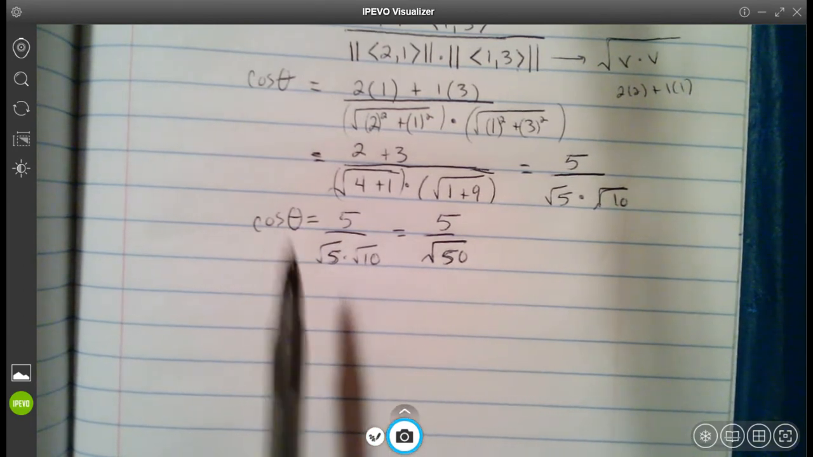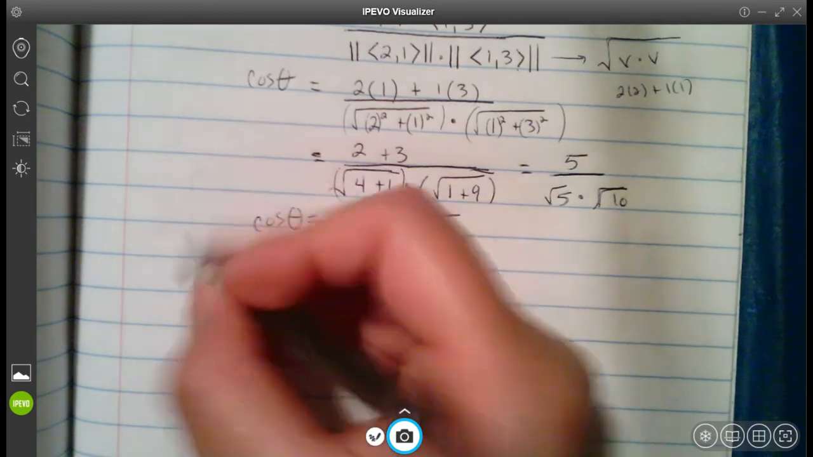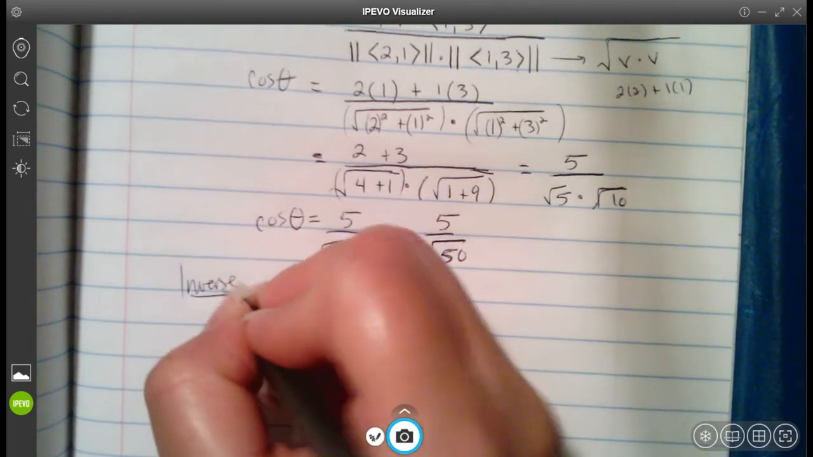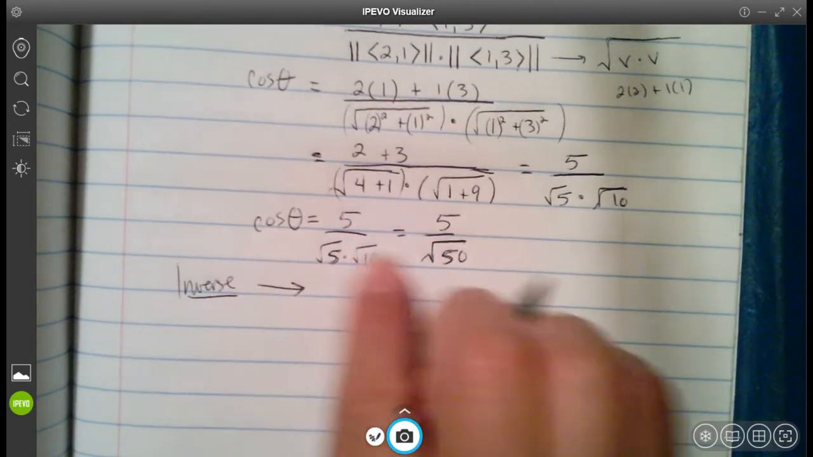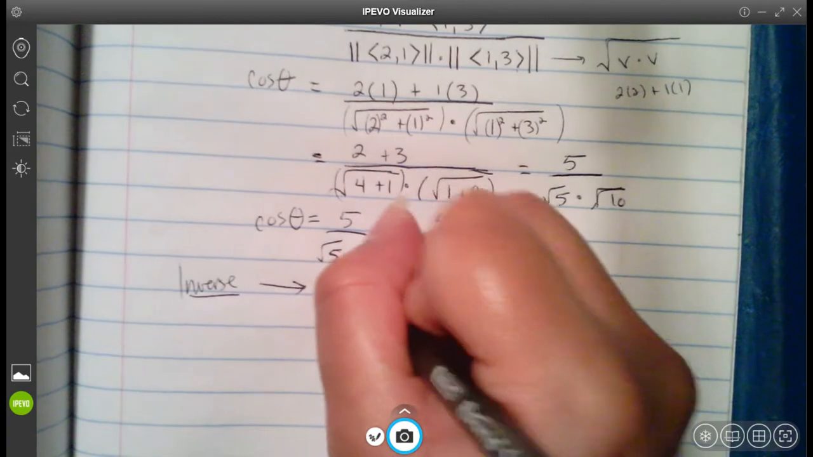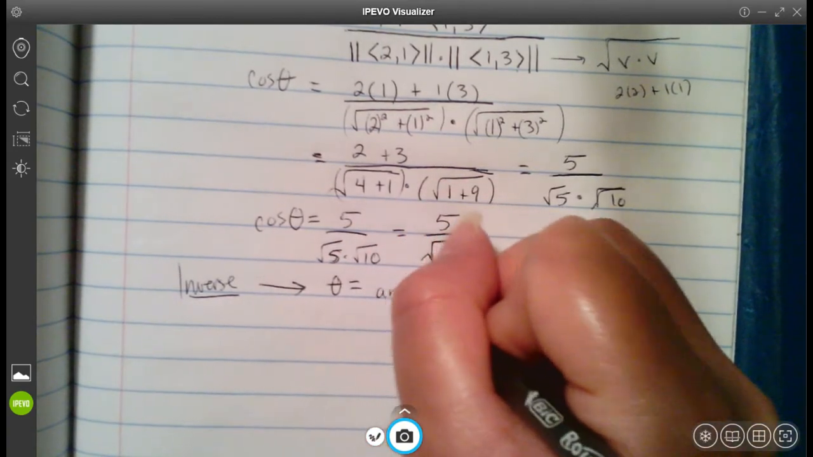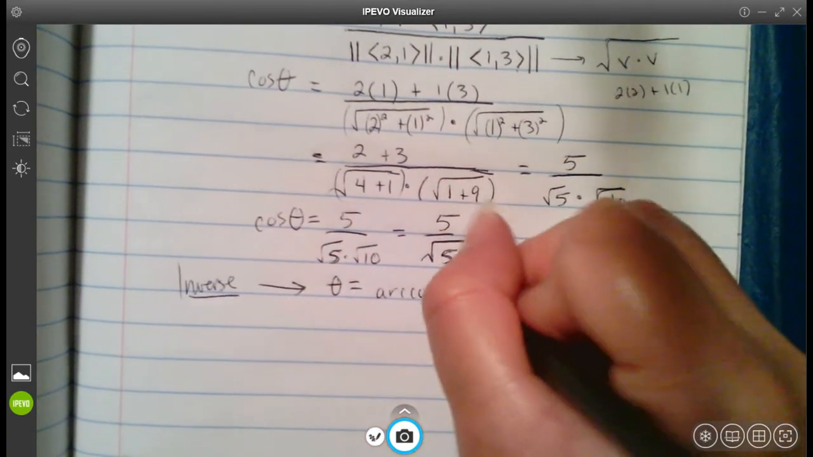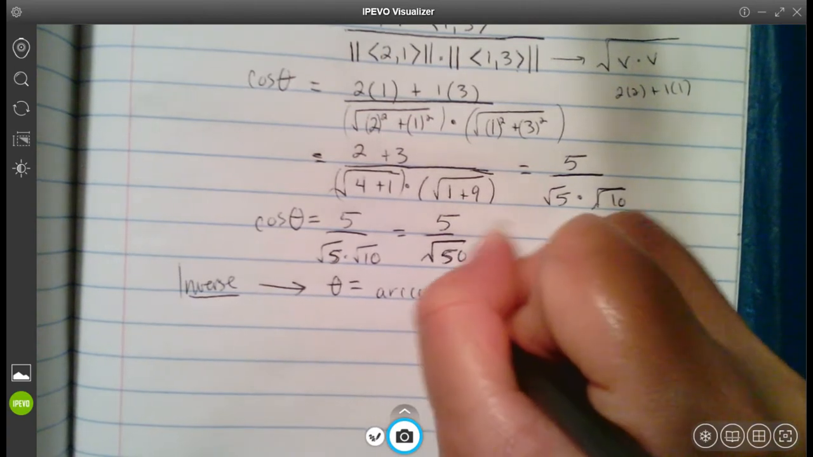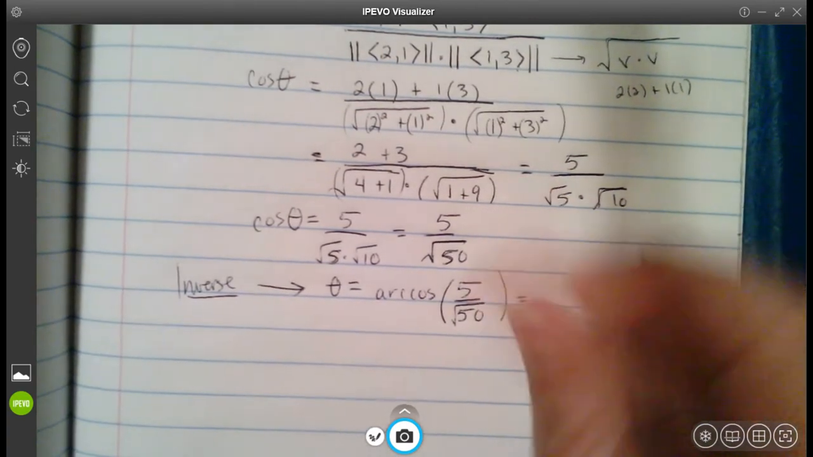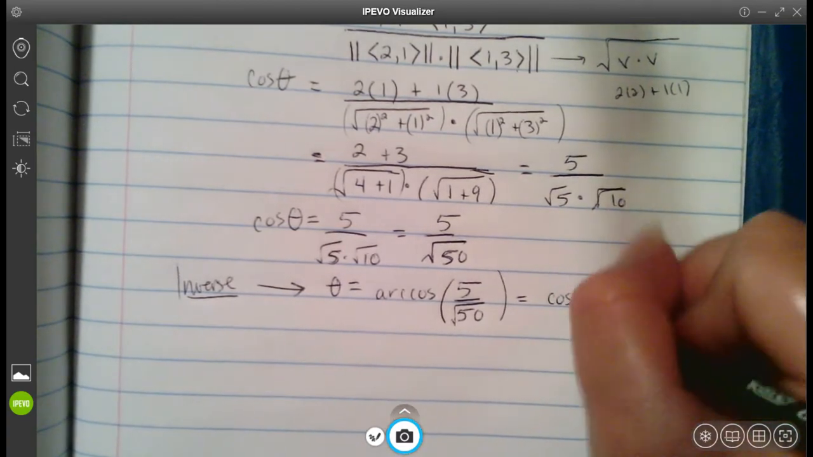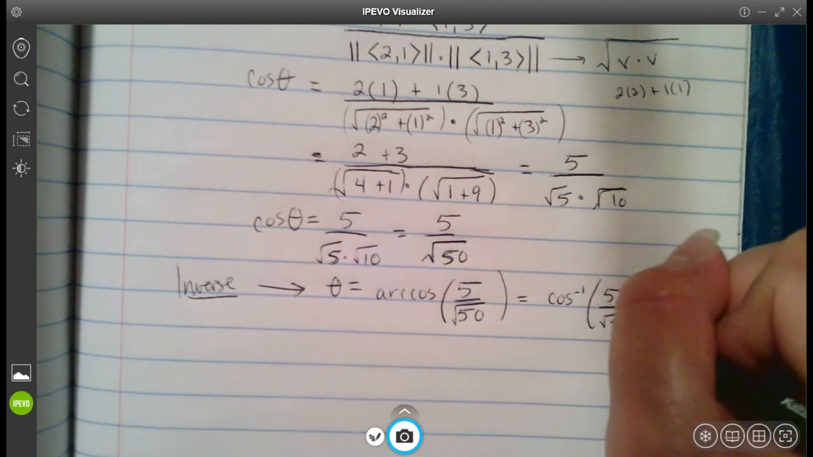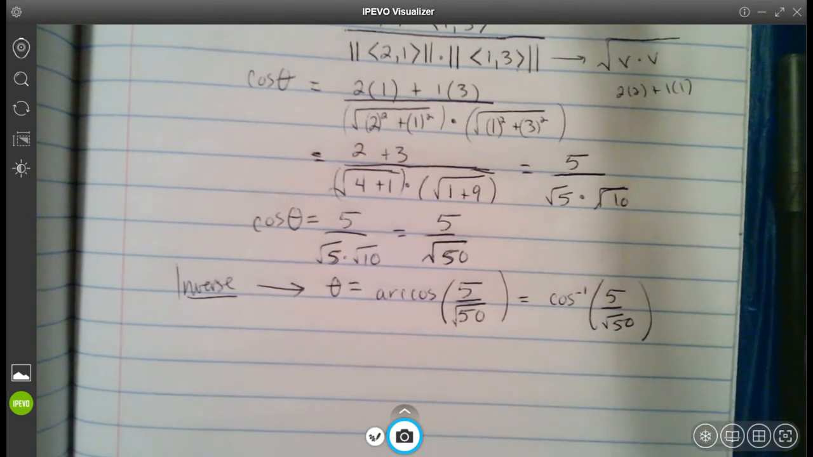We want to find theta. So of course, to find theta, we're going to have to use the inverse. Remember, the inverse is always used to find the angle. So if I do the inverse of this side and the inverse of this side, I get that theta is equal to arc cosine of 5 over the square root of 50. Or if you prefer the other notation, you can also do the inverse of cosine like this. It's the same exact thing. Okay, so let me do that very quickly on my phone, and I will show you what it looks like.